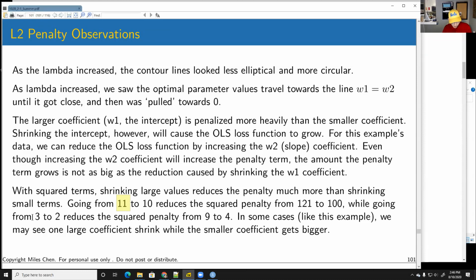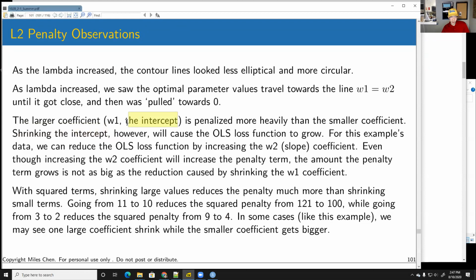If you shrink 3 to 2, even though you're shrinking the same amount, 1 point, your complexity goes from 9 to 4. You're saving only 5 points, okay? So shrinking from 11 to 10 saves you 21 points, while shrinking from 3 to 2 saves you only 5 points. So when you have ridge regression and you're looking at the squared coefficients, it's going to penalize the bigger coefficients first, okay?